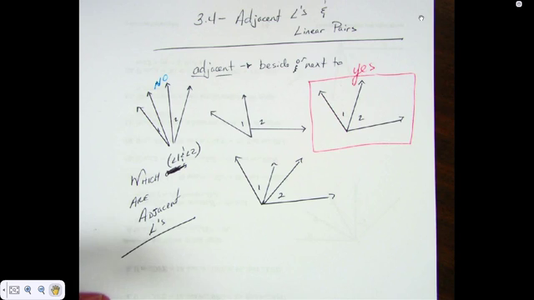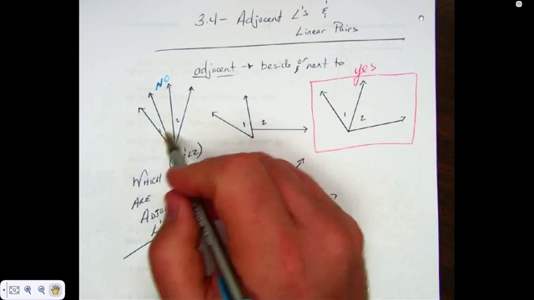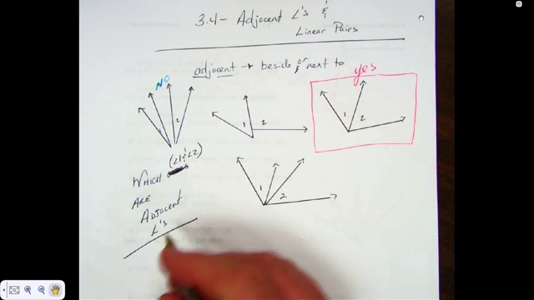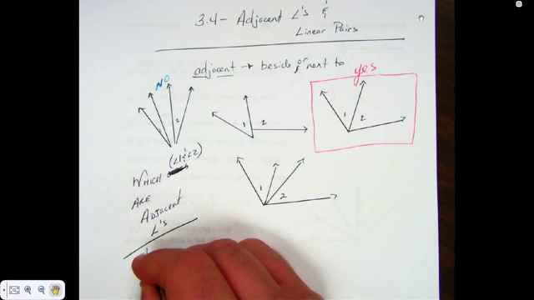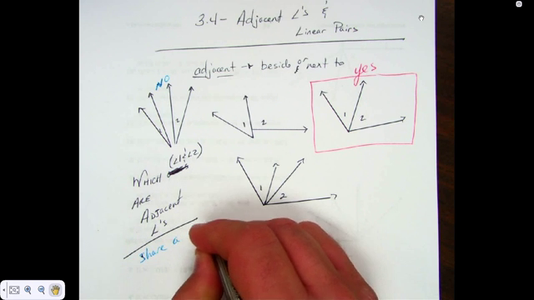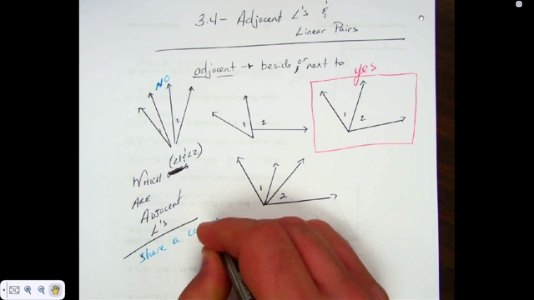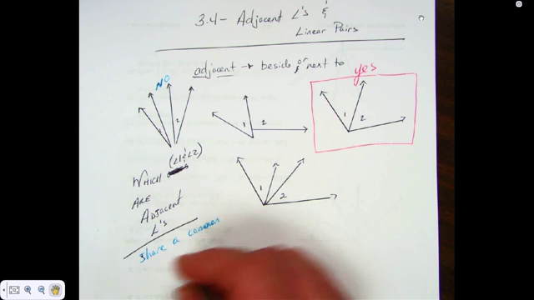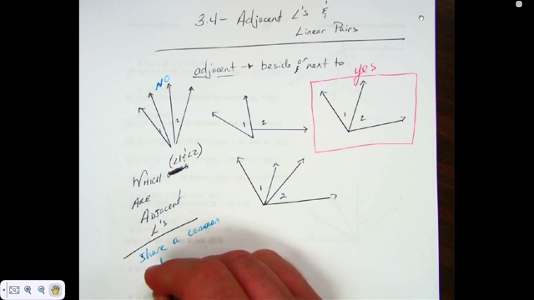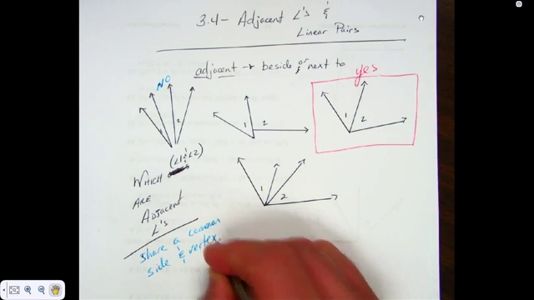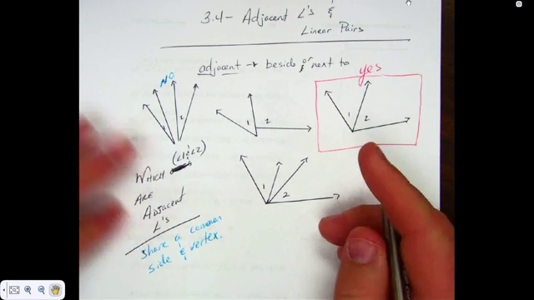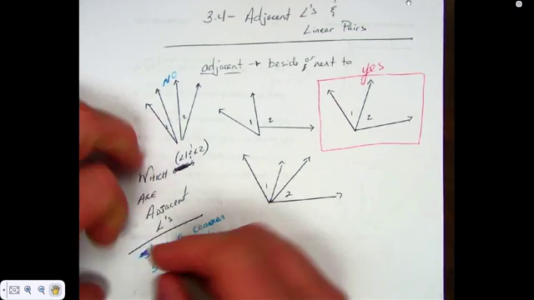They're kind of not connected. The thing about it is they really are beside each other. But adjacent angles, what does the book say? Share a common what? What does it say? Side and vertex. Share a common side and vertex.